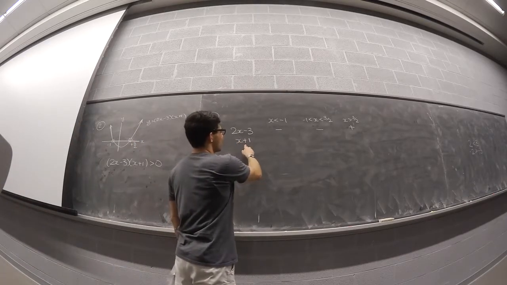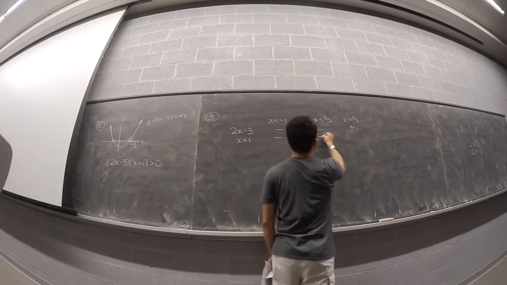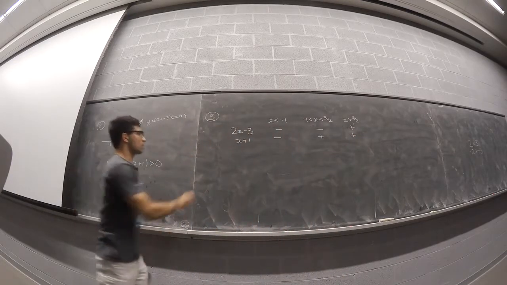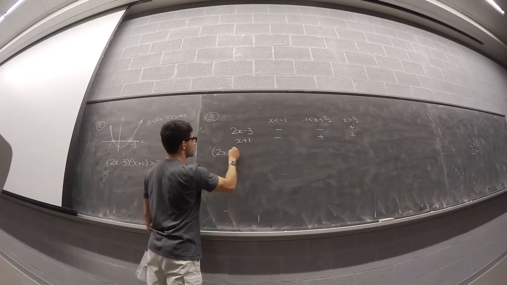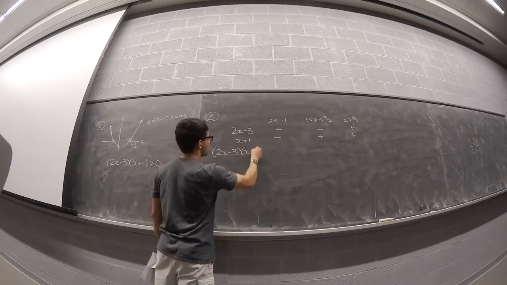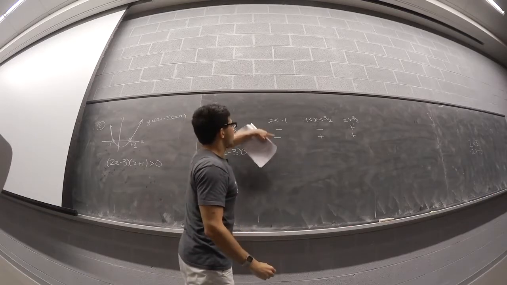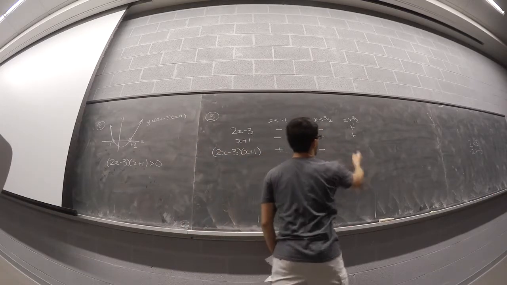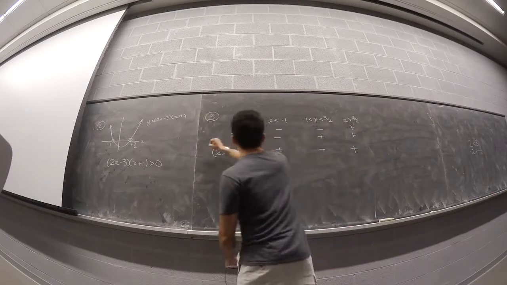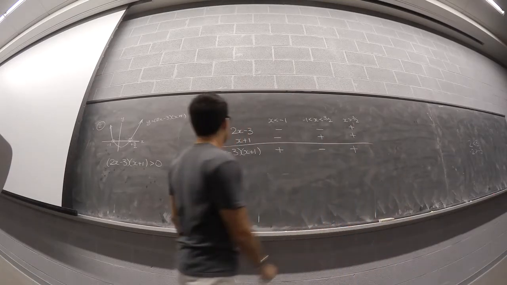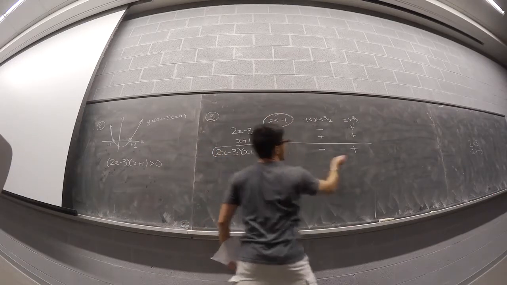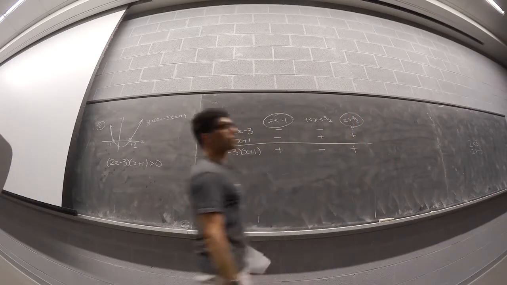This guy is going to be negative until you hit -1. Their product: a minus and a minus make a plus. A minus and a plus make a minus. A plus and a plus make a plus. You want to know where this puppy is positive. Positive, positive. And that's it. Okay?